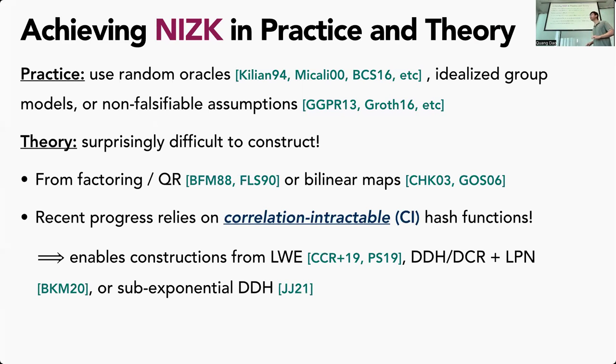And this only changed in the past, say, 7 years, with recent progress on this primitive called correlation-intractable hash functions. This allowed construction from a lot of new assumptions, such as LWE, which is a lattice-based assumption, but also combinations of assumptions such as DDH plus LPN or sub-exponential DDH. These are all just acronyms for the assumptions. I'll explain the ones that we actually care about later.